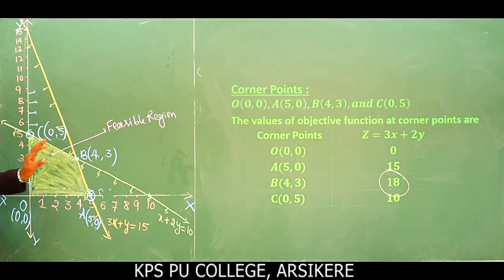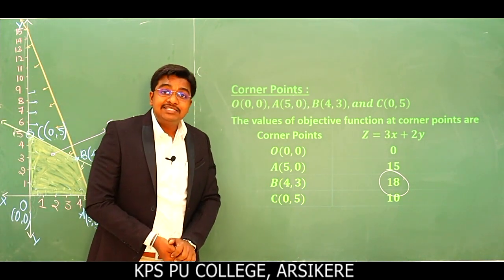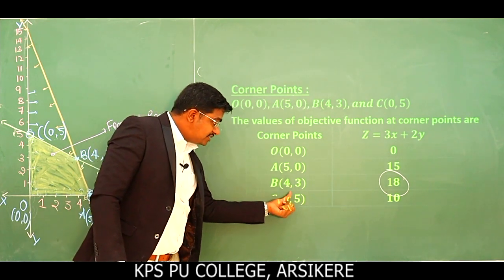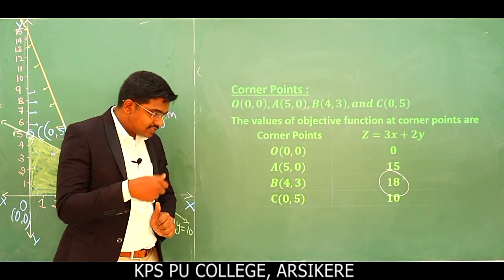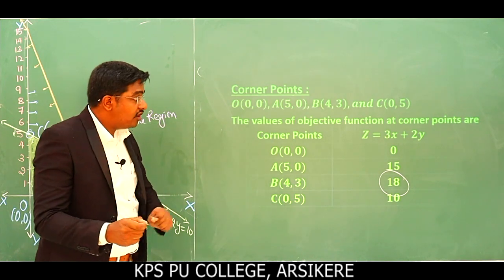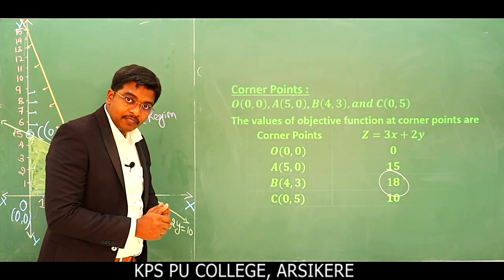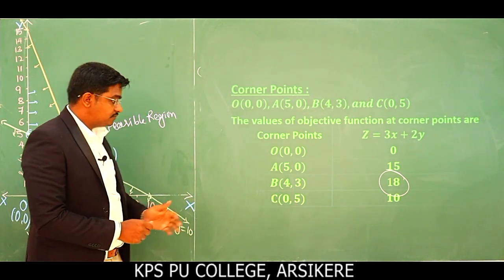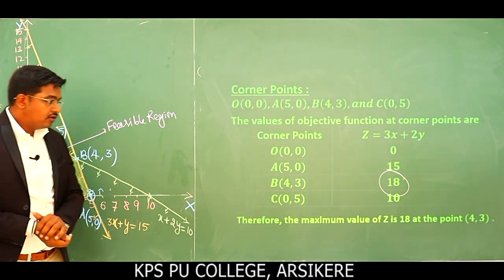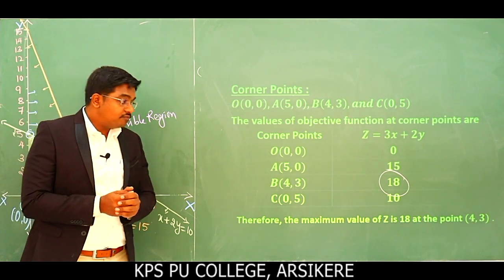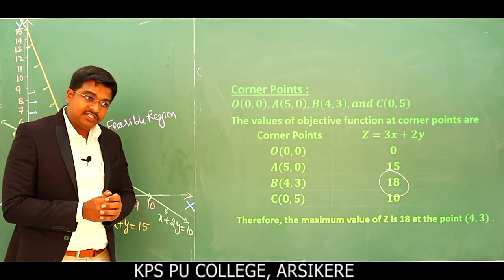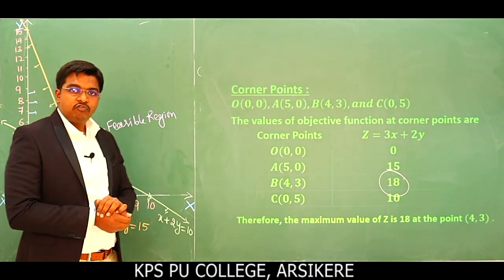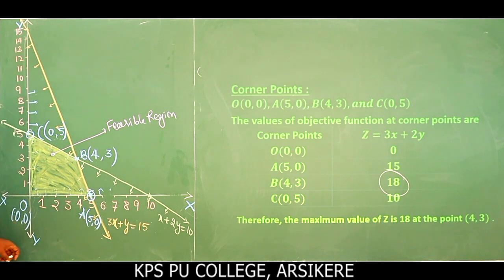Feasible region is bounded. Hence 18 is the maximum value of the objective function, where it attains at the point x is equal to 4 and y is equal to 3. We can say in another way: hence the maximum value of the objective function is at 4, 3 and the value is 18. Therefore the maximum value of z is 18 at the point 4, 3.